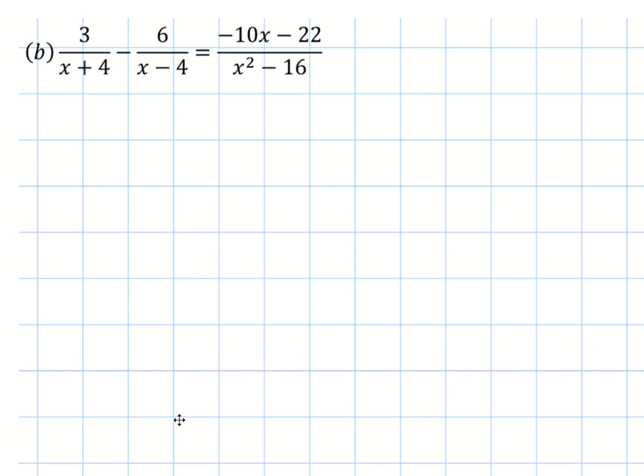Here's a little variation of the same problem. So notice that we have the x squared minus 16. We said that's the same as x squared minus 4 squared, which is equal to x minus 4 and x plus 4.